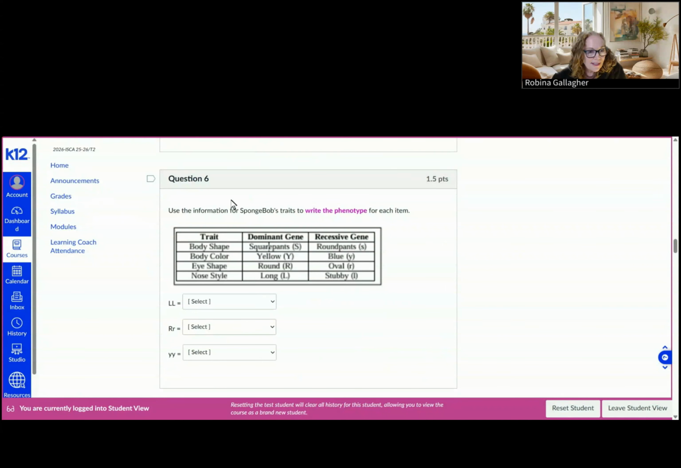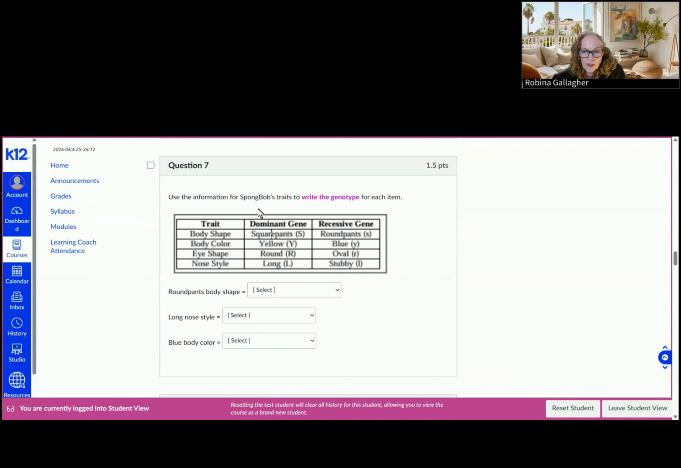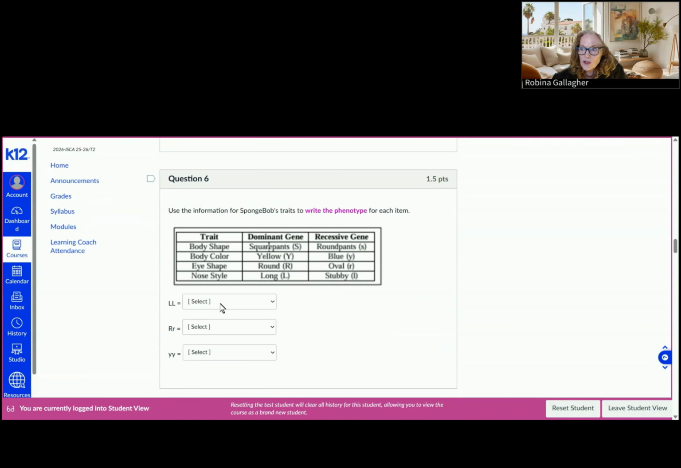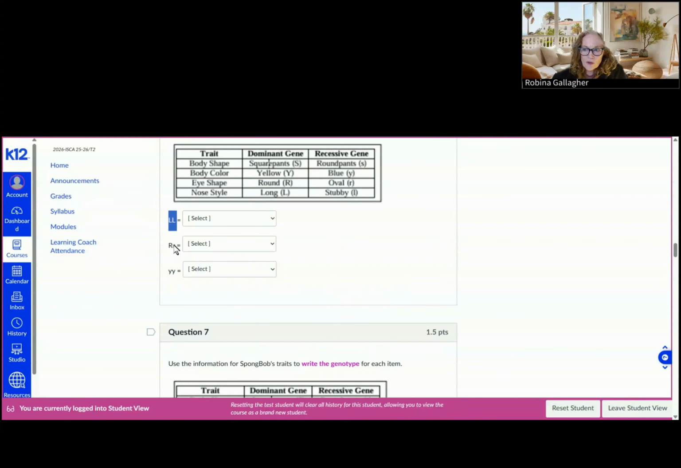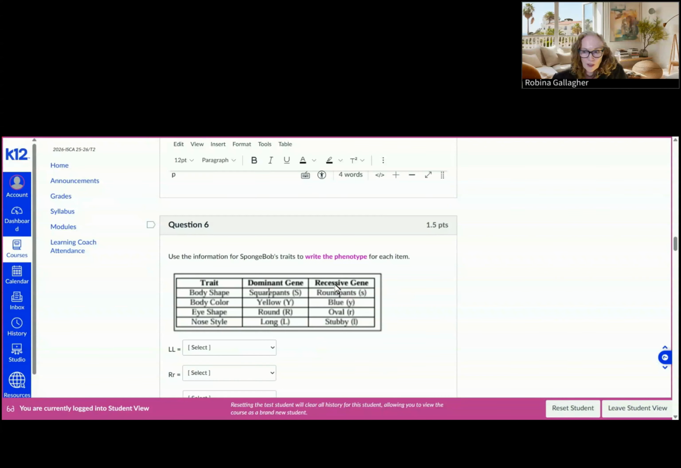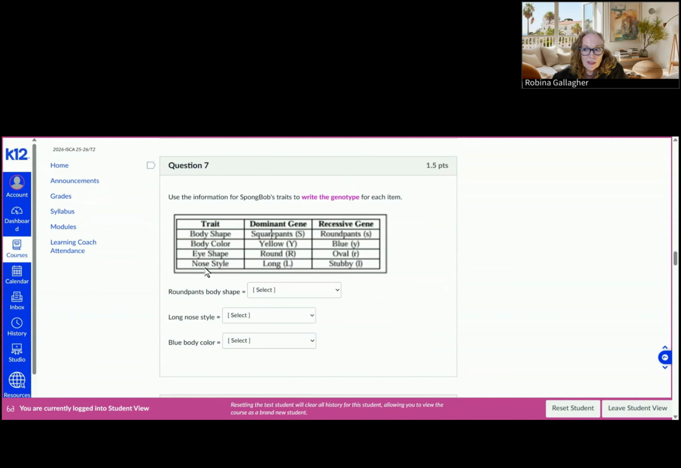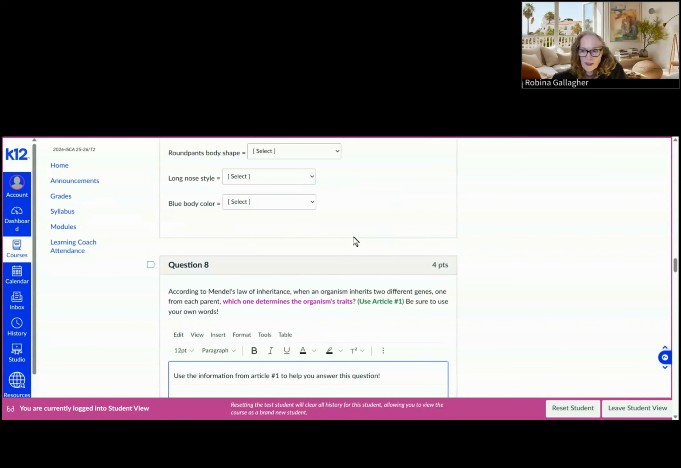Now, question 6 and question 7, okay, has a table here that it wants you to reference. And in question 6, you're going to identify the phenotype for this genotype, okay? So you're going to use the genotype that's given to determine the phenotype, okay? Question number 7, you're going to be given a phenotype and you're going to use that chart to figure out the genotype, okay?